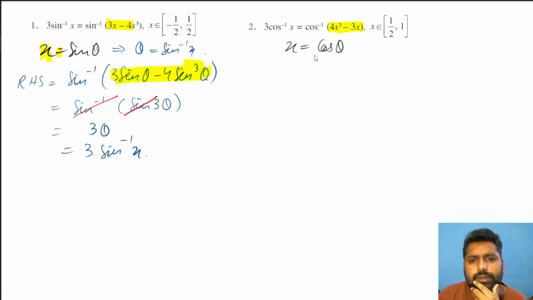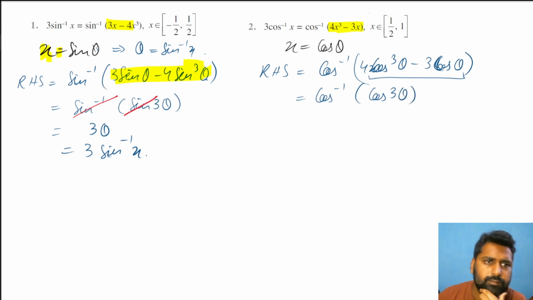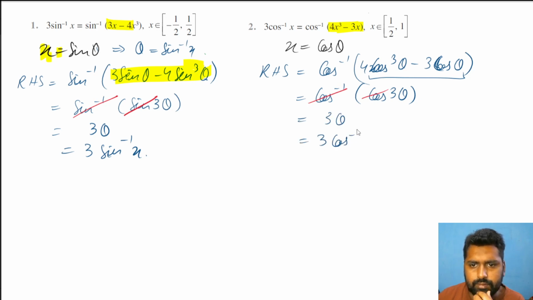Now look at this one. This one again has the same idea. Let's solve the RHS. Again it will become one property. So cos inverse of 4x cube minus 3x means 4 cos cube theta minus 3 cos theta. So that becomes cos inverse of cos 3 theta. Again cos inverse and cos cancel each other, you get 3 theta, that's 3 cos inverse x.